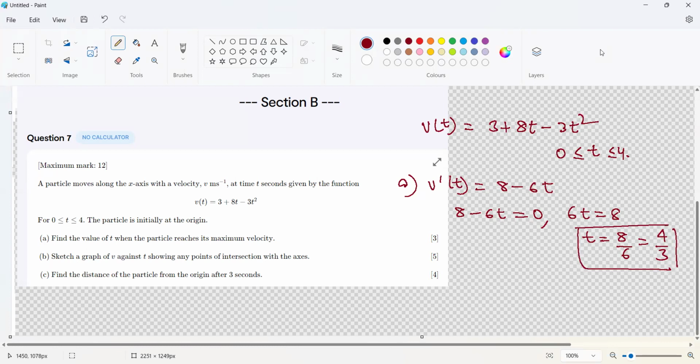To conclude that this is my maximum velocity time, I will double differentiate to check whether it is coming negative or not. When I double differentiate this function, the result is minus 6. When the double differentiation is minus 6, it means this is a concave down curve, and that results in this t giving us the time at which the velocity is maximum.